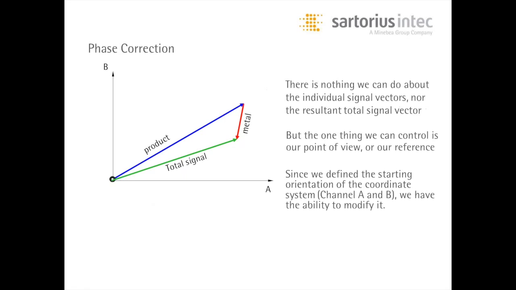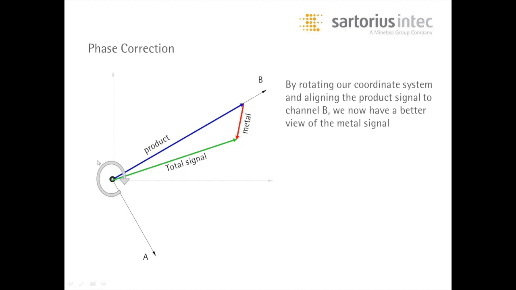And if you look, all we're doing, I'm going back and forth here, you can see all we've done is change our coordination system. We have not done anything to the product signals or the metal signals or the total signal. So this is called phase angle adjustment or phase correction. Very important. It's the major premise that makes a metal detector work. You have to have this capability, otherwise you'll be fighting product effect.